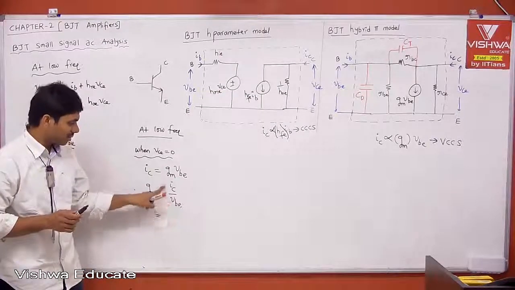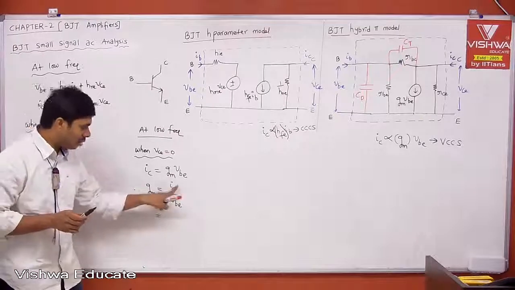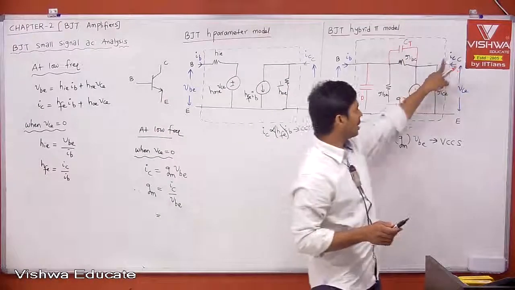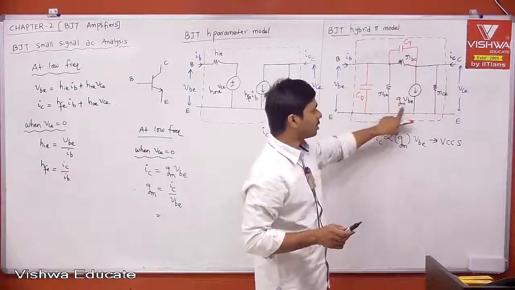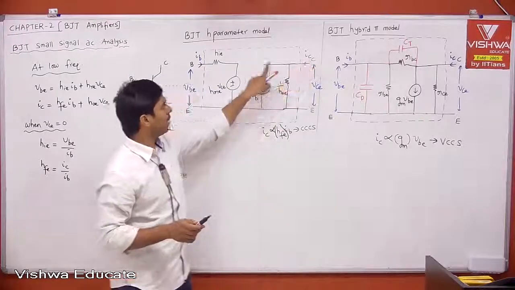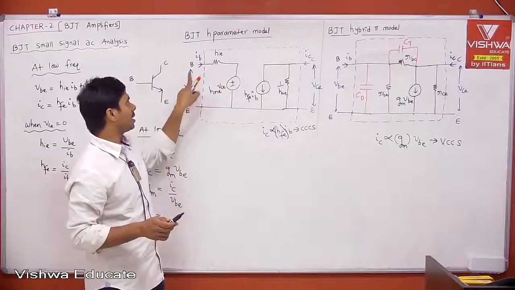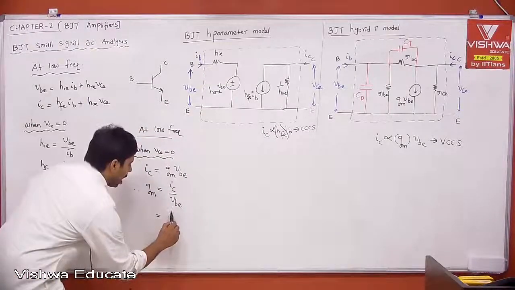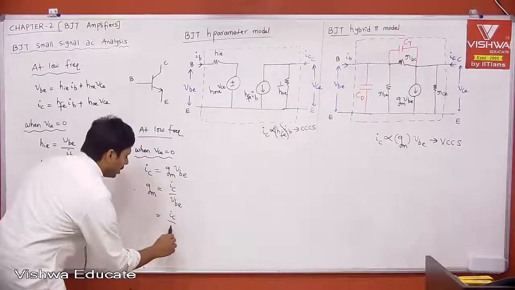Voltage controlled current source, right? What is this? Your output current is controlled by the input voltage. That's why we used gm. But in the case of the h parameter model, your output current is controlled by input current, and the input current is controlled by input voltage. What I do, can I write this as IC divided by IB?